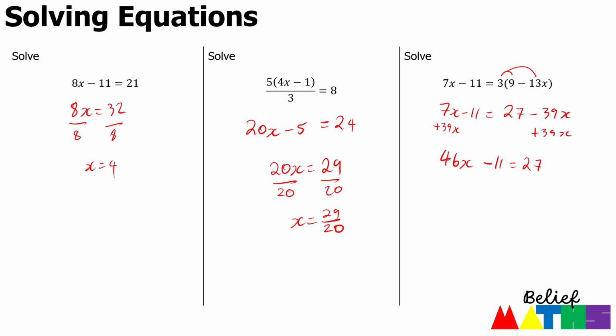So that gives us 46x minus 11 is equal to 27. And now it's back to what we were doing at the very start. We add 11 to both sides, that's 46x is equal to 38. So x equals 38 over 46. Now we can't just leave the answer like that because that's not fully simplified. So again, put 38 over 46 in your calculator, and that gives us an answer of 19 over 23. So x equals 19 over 23, and that's our final answer for that one.